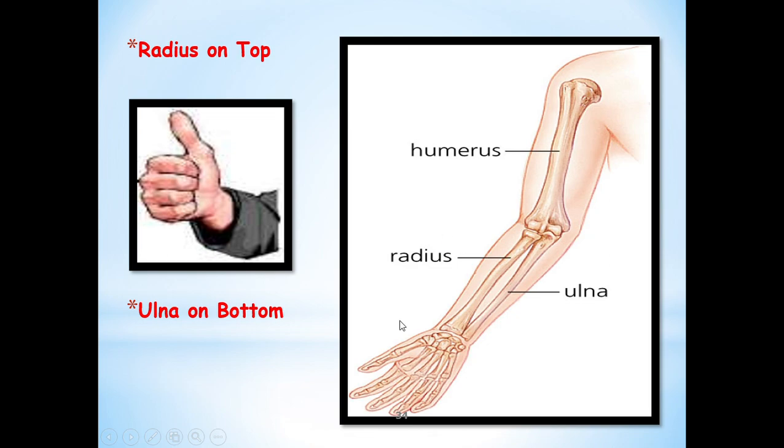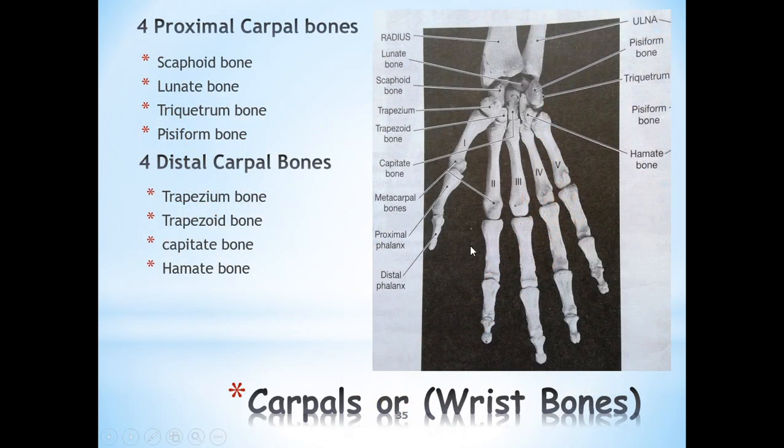And then the outer bone is your radius. Yeah. Radius on top, ulna on bottom. Okay. So carpals, or they are known as your wrist bones.